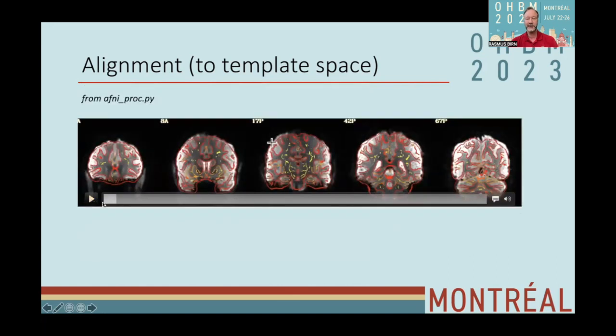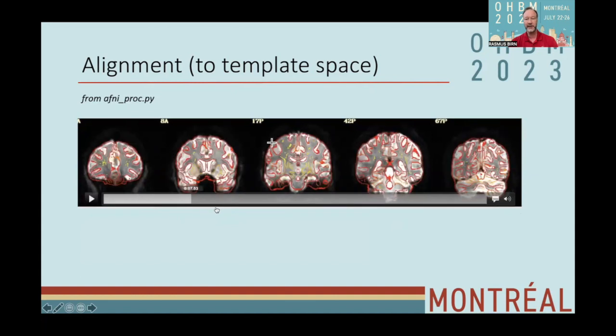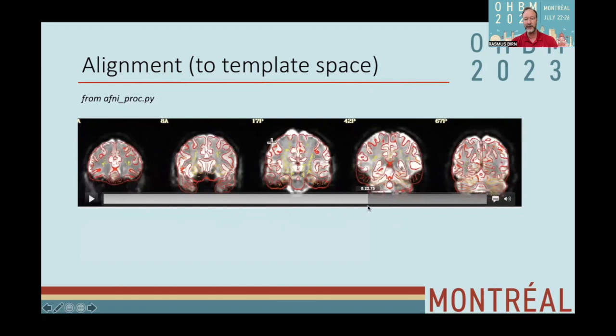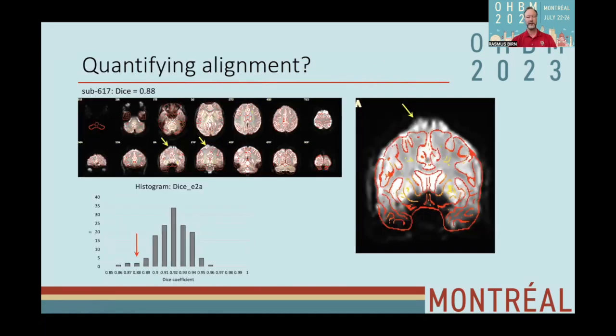Another way to do it is using the output from AFNI proc. The display is a little bit different, but the concept of this is the same. What you see here is the underlay is the echoplanar image warped into template space, and then in overlay in red, you see the traces of the sulci from the structural image. We can check what the alignment is, and you can see if there are any misalignments between the T1 weighted image and the EPIs. So can we quantify this alignment?